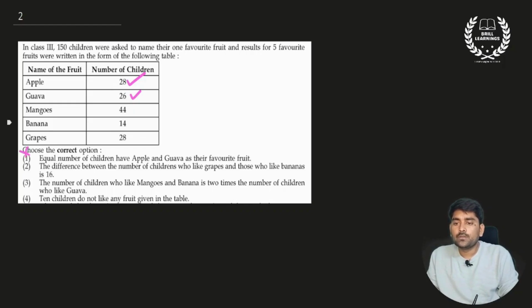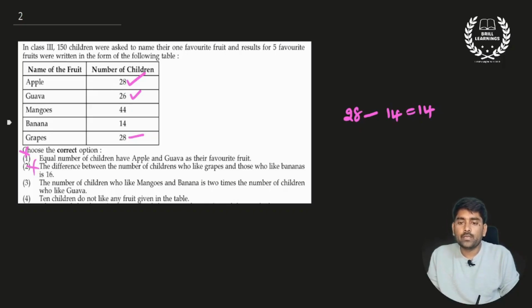Second option. The difference between the number of children who like grapes and those who like bananas is 16. Grapes, bananas. First, the number of children who like grapes is 28, minus those who like bananas, 14. The difference is 14. So this is also wrong. Let's move on to the next option.